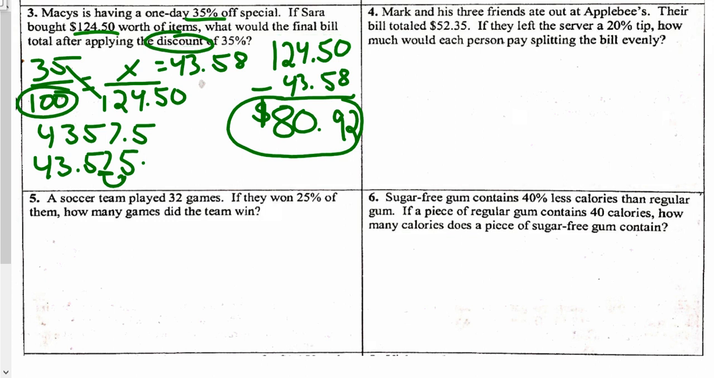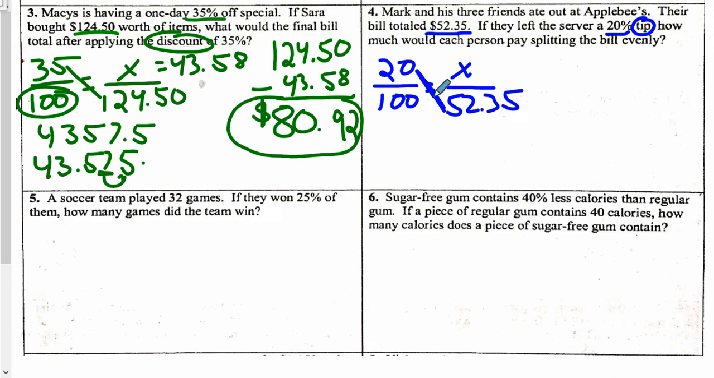Okay, Mark and his three friends ate out at Applebee's. Their total bill was $52.35. A 20% tip was left. We'll start with that part first and we'll come back and read the rest of the question. So we have our 20 over 100 equals our tip over our total, $52.35. So we're going to cross multiply 20 times 52.35, and that is 1,047. Then we divide by 100 and we get $10.47 as our tip.